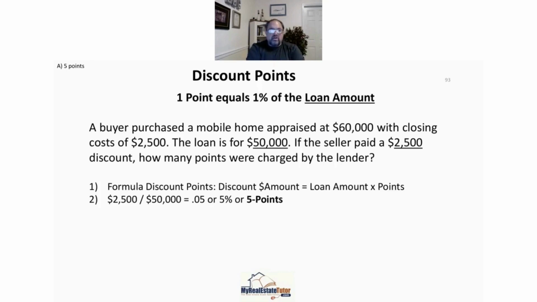Remember, don't get lost with all these other numbers. When you're dealing with discount points, watch this. You're dealing with the loan amount only. And for each point, it's 1% of that loan amount, okay? They give you the value of the points. They give you the loan amount. So they want to know how many points this is. So it's just a division.